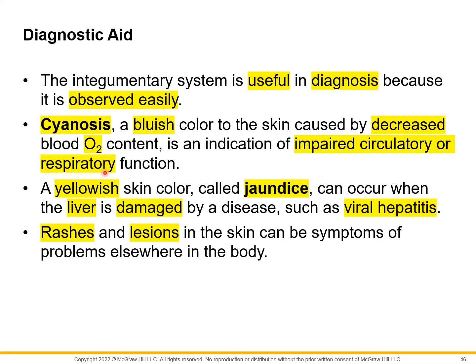Next, severe yellowish color of the skin is referred to as jaundice, and this could be a sign that there is something wrong with the liver. Next, rashes and lesions in the skin can be symptoms of problems elsewhere in the body. So rashes and lesions, this could tell us na pwedeng merong allergy yung pasyente. Maaari ding ipakita ng mga rashes and lesions na merong dengue yung pasyente.